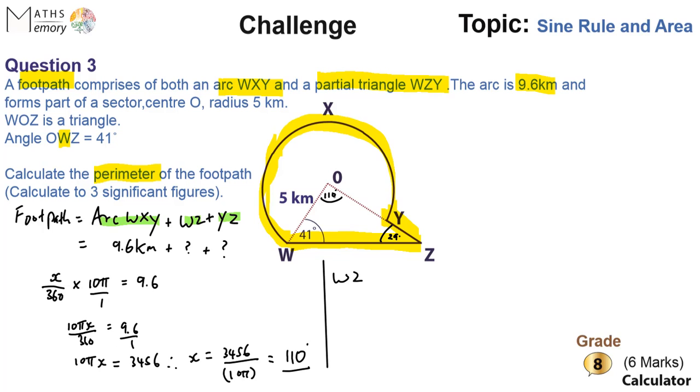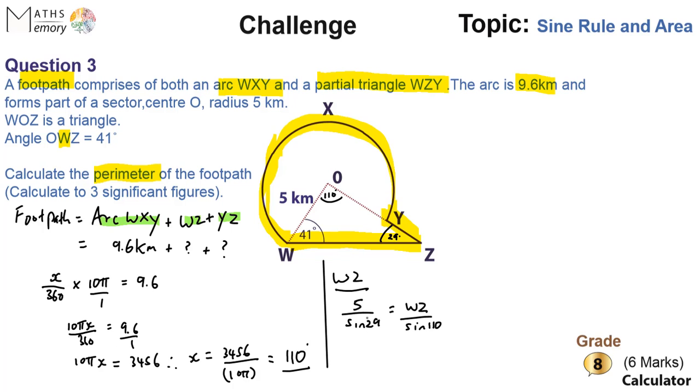Now, WZ, let's have a look at this. We can clearly use a full pair, half pair over here. We have a full pair of these two over here, 5 and sine 29, and a half pair over here. So WZ, let's do this. We can say basically that 5 over sine 29 equals, let's say, x, which is WZ in this case, over sine 110.